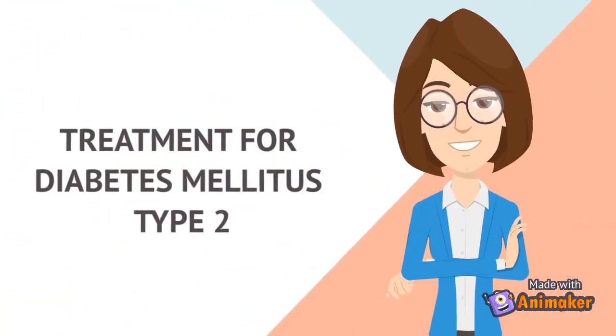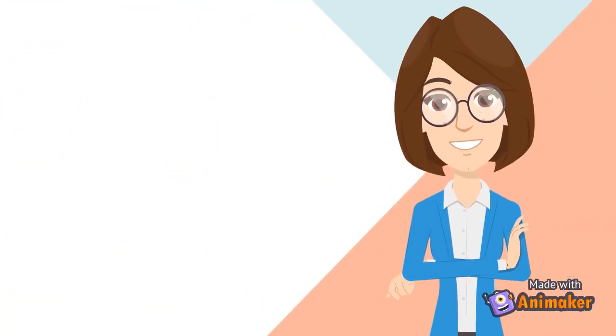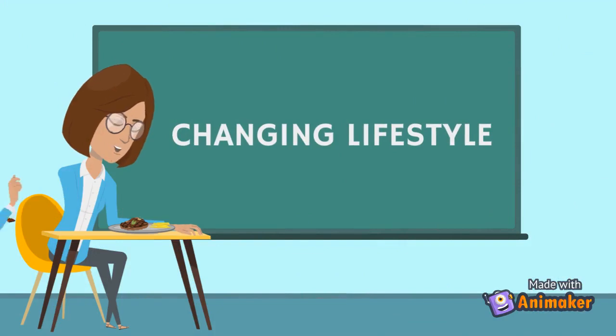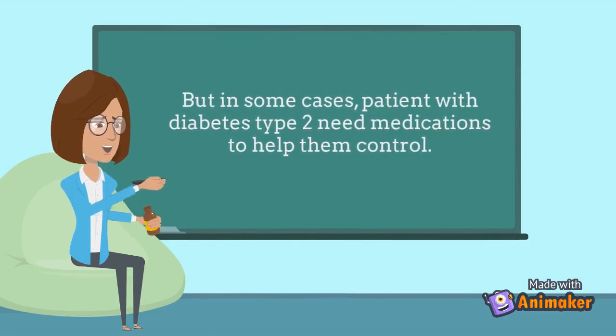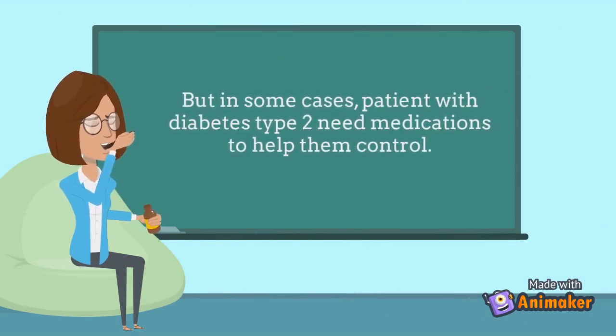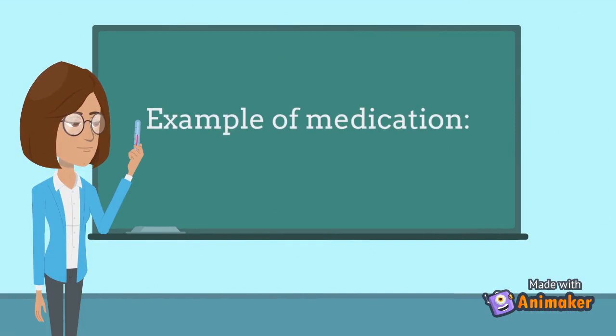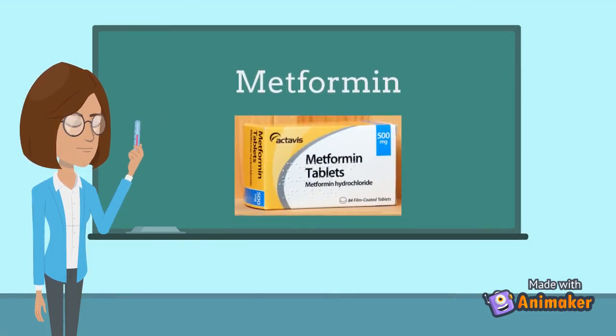Treatment for diabetes mellitus type 2. Changing the lifestyle is enough to keep type 2 diabetes under control for some cases. However, some people need medication to help them control it. An example of medication is metformin, the same as with diabetes mellitus type 1.